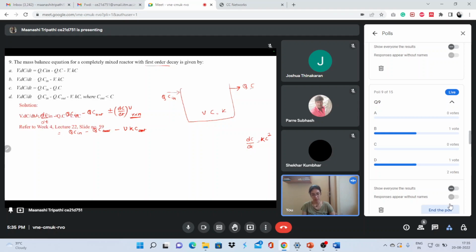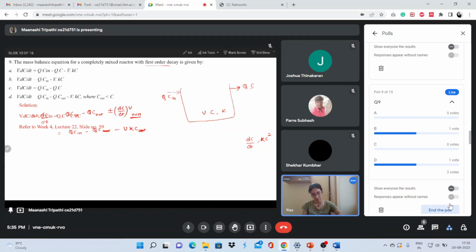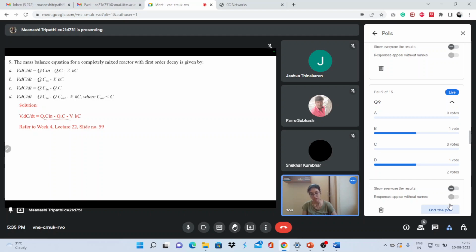So you can see the answer now. What will be the answer? So answer is first one. I'll clear it so that you can see. Okay, first one. The concentration inside the reactor as well as the concentration moving outside should be the same. That is the most important criteria that you should understand.